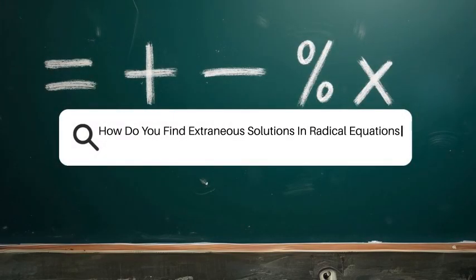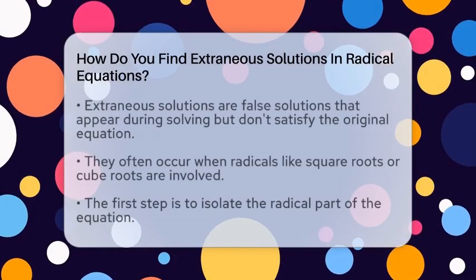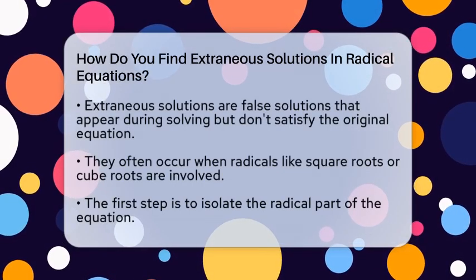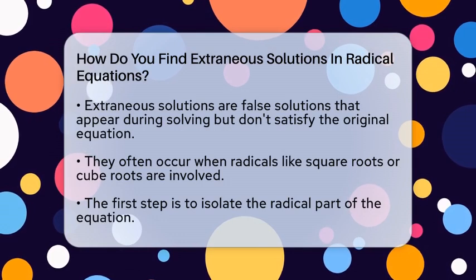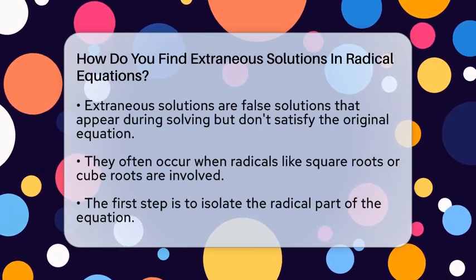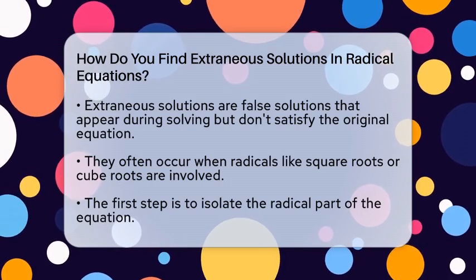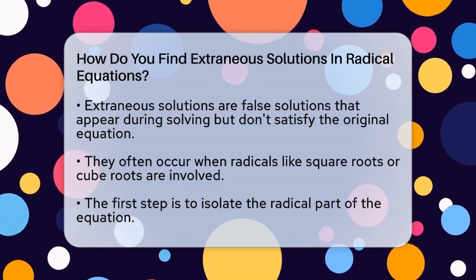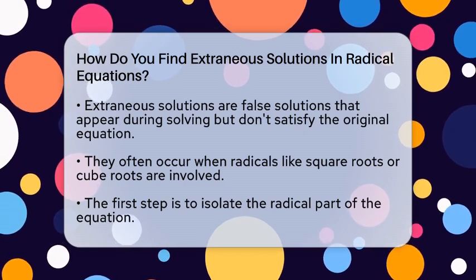How do you find extraneous solutions in radical equations? Imagine solving a puzzle where some pieces seem to fit, but when you check, they don't really belong. That's what extraneous solutions are in radical equations. They pop up during the solving process but don't actually work in the original problem.